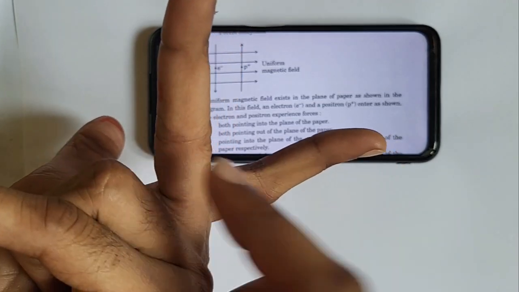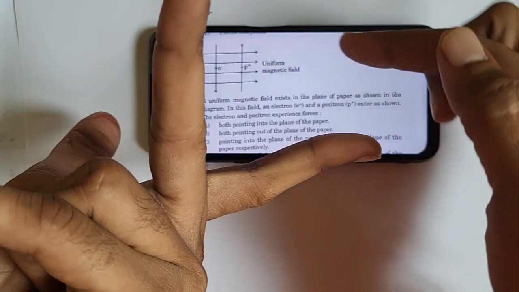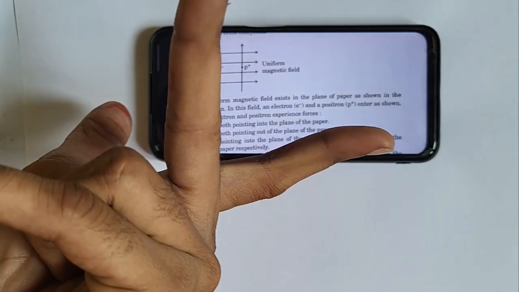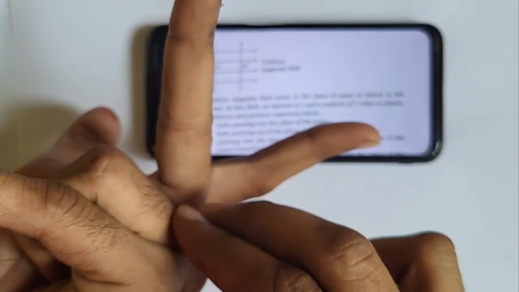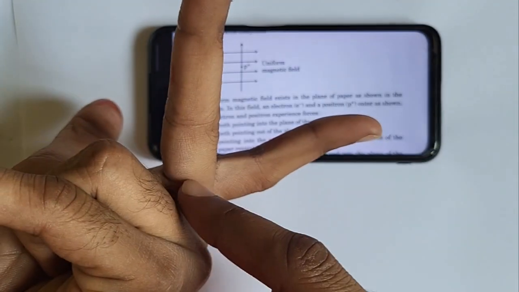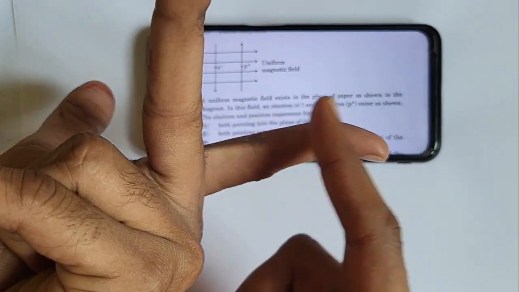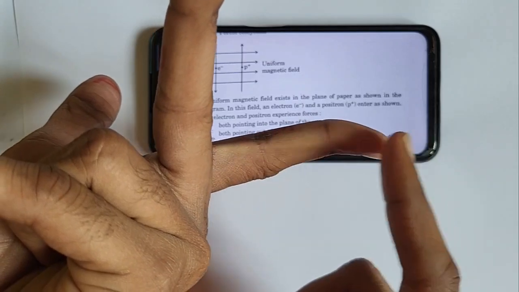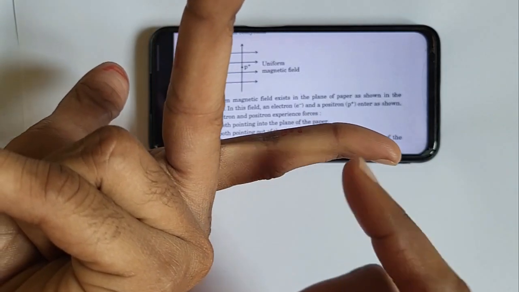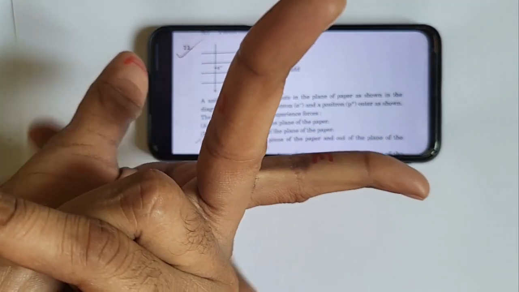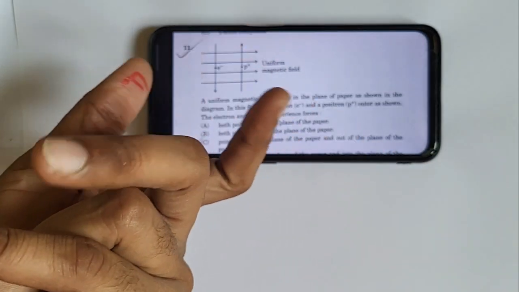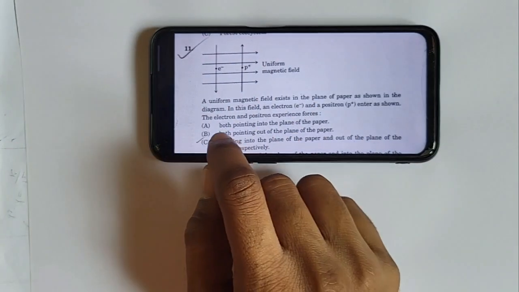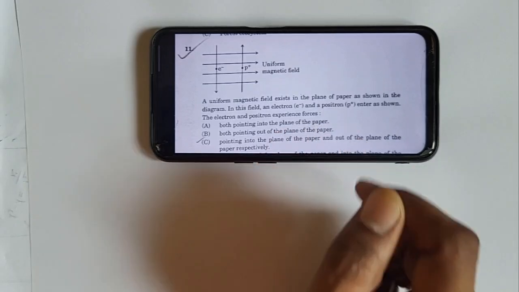And the same is applicable for the proton also. See, the proton is moving up, which means a positive charged particle. The current should be taken in the same direction as the positive charged particle. So the middle finger should point up only, and the magnetic field is also not changing for the proton. It is moving from left to right only. And then where is the thumb? The thumb is pointing down only. So for both electron and proton, the force is pointing into the plane of the paper.